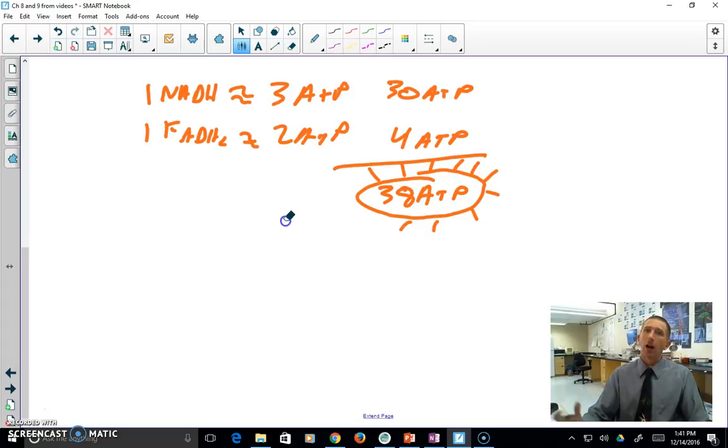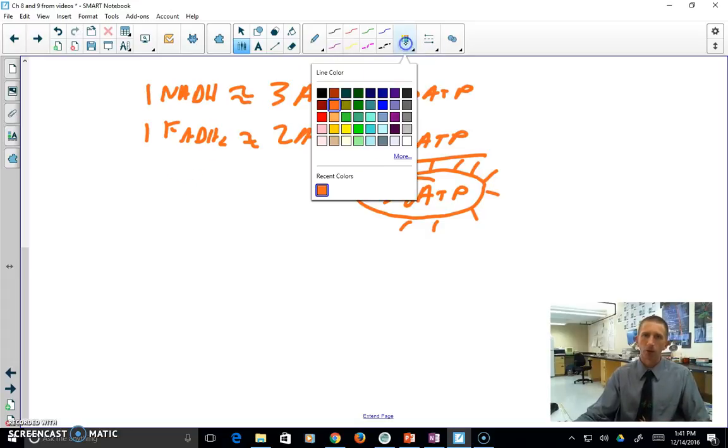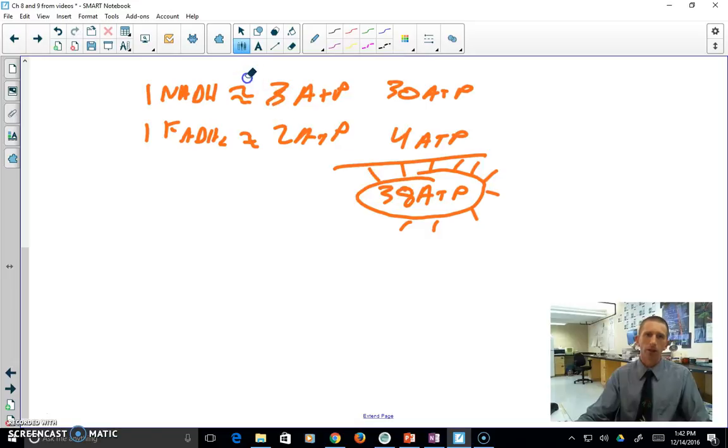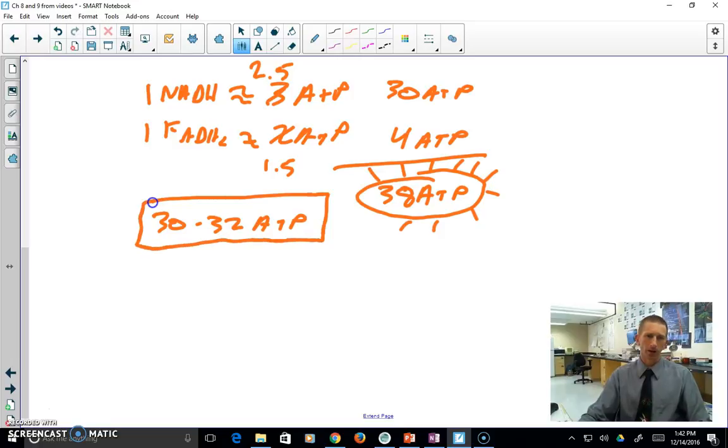However, when I went to Whitworth, my biochem professor made a big deal about this. He says, actually, that's not what the research that's been around for like 20 years tells us. The research tells us that it's not really 3, it's more like 2.5. And it's not really 2, it's more like 1.5. So if you do that and you take into account the fact that you have to spend some energy to move pyruvate into the mitochondria, you actually get about 30 to 32 ATP per glucose. All right. So in this class, because I trust my biochem professor at Whitworth, we're going with this number.